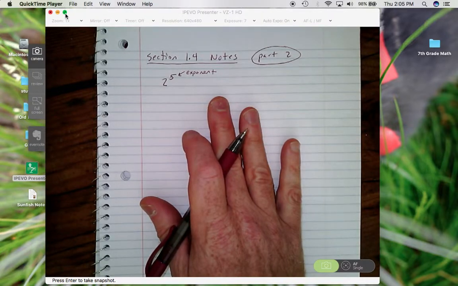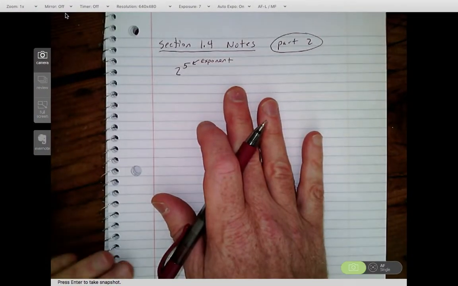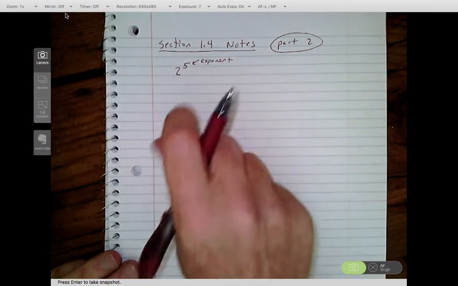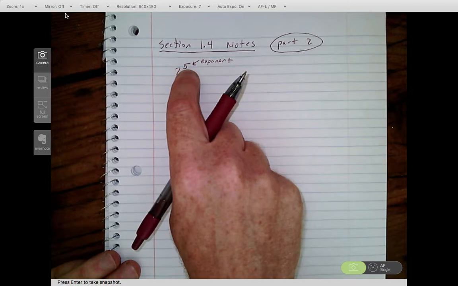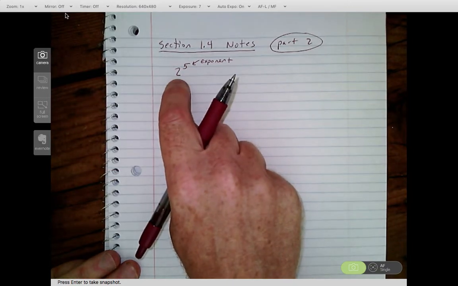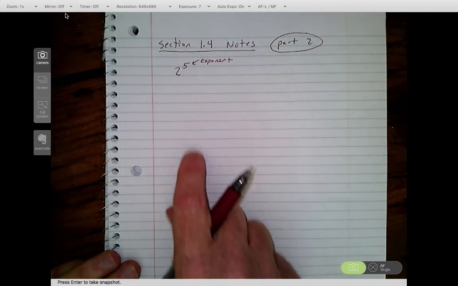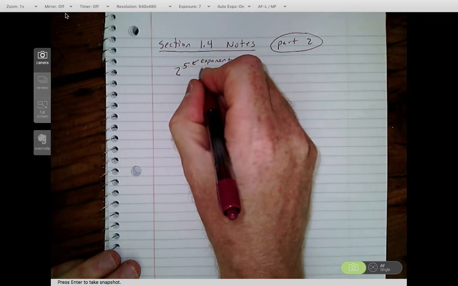Well, these are going to be the second part of the notes for section 1.4. And the problems we're going to look at here, some of them are going to have this little number written above the number in the problem. That's called an exponent. Let me remind you what an exponent is.